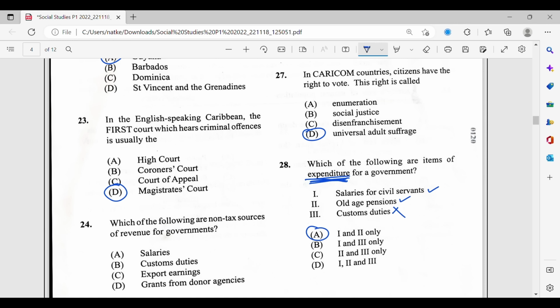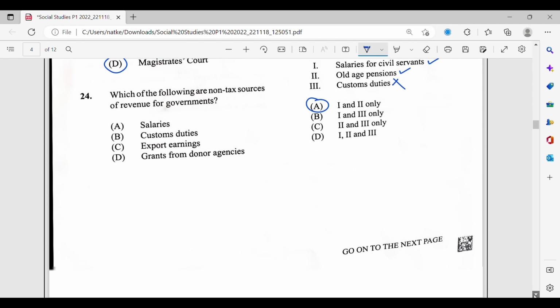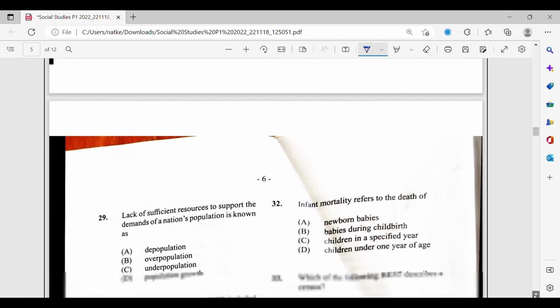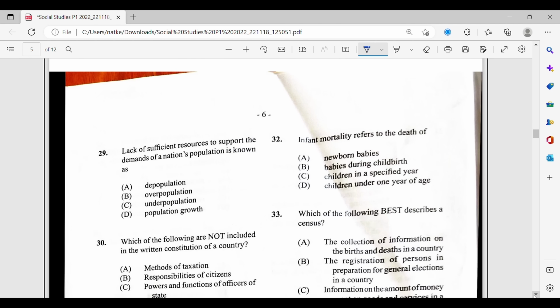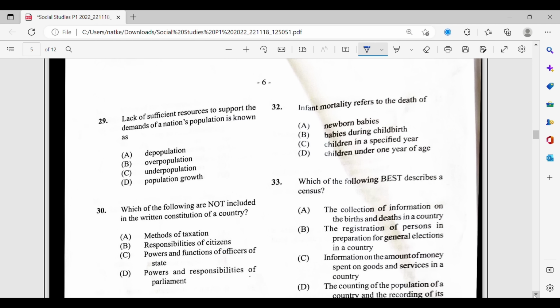Number 29, we're almost at the end. Since this is part 1, we'll do part 2 following. So 29, lack of sufficient resources to support the demands of a nation's population is known as, not D, it's actually overpopulation. That's when the resources are not enough to meet the demands of the people.